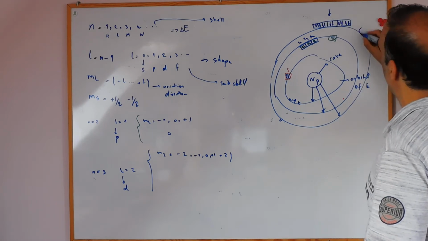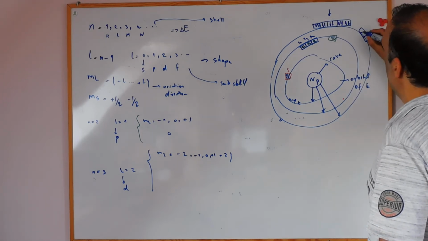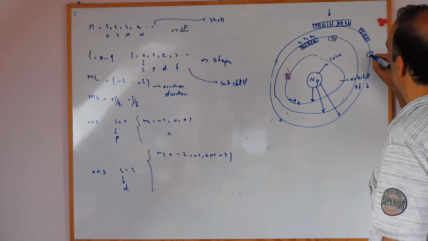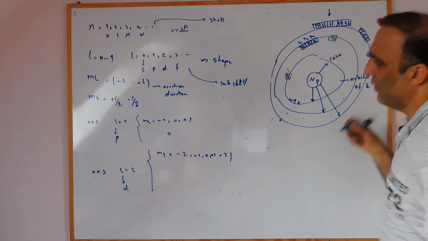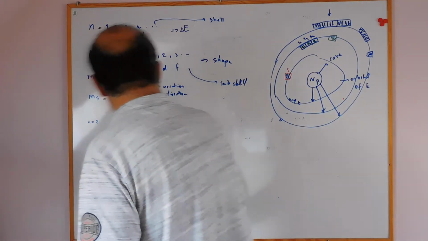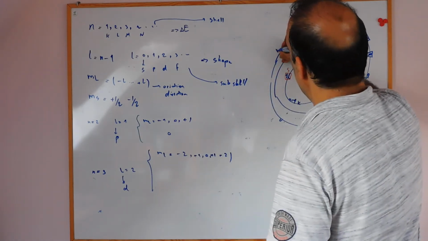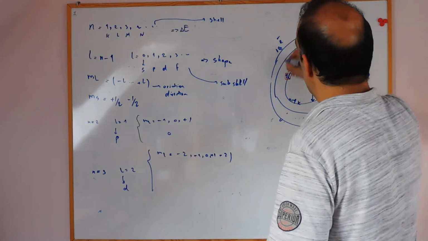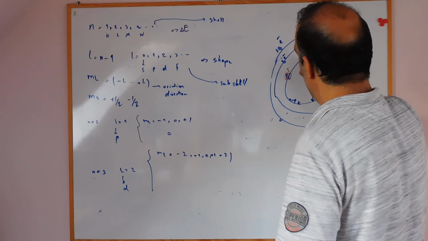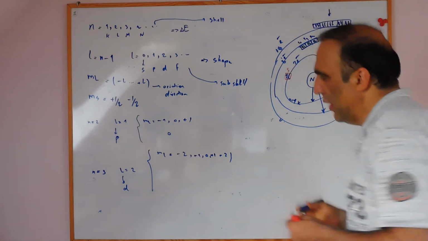Also we can have a P orbital, and we can have an S orbital. 10 plus 6 is 16, plus 2 is 18. In this shell we have 18 electrons. Here we have 8 electrons. And in the first shell we have 2 electrons.